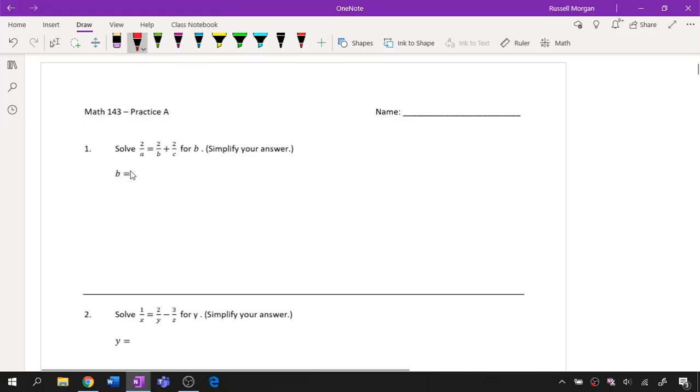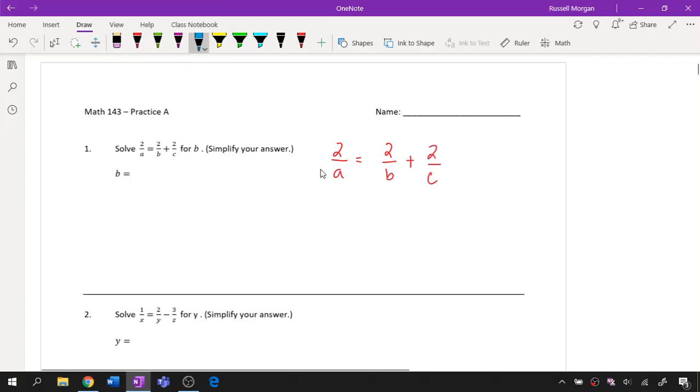So here, this first problem says solve this equation for b, simplify your answer. In other words, we want to know what b equals. Notice it's a whole lot of fractions. What I like to do is just get rid of fractions. So this one's going to require showing lots of work. Let me set up my workspace.